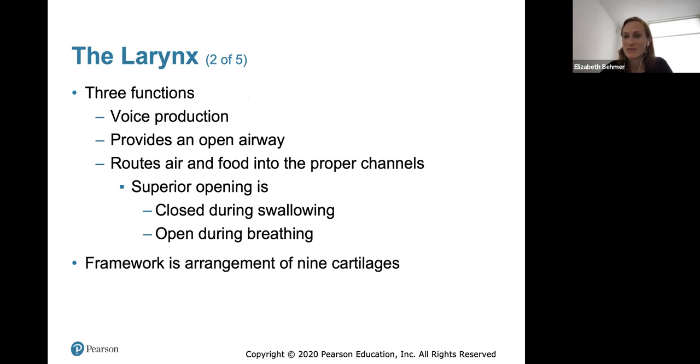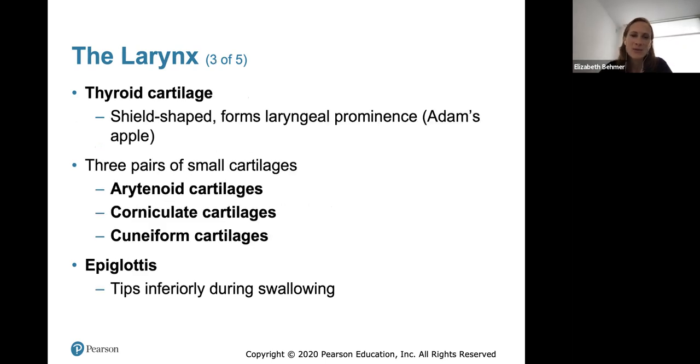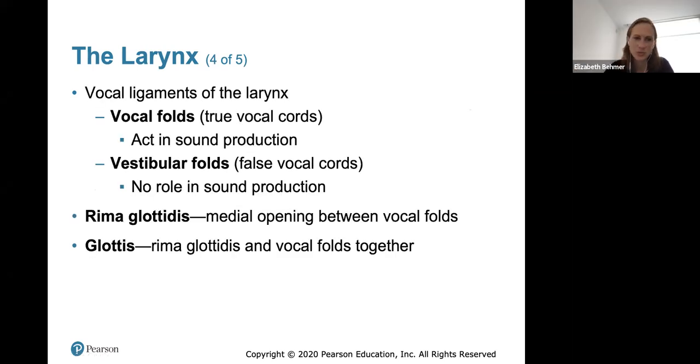And it's made up of 9 cartilages. The thyroid cartilage forms the laryngeal prominence, or the Adam's apple. That's more prominent in men because during puberty, testosterone makes their Adam's apple or thyroid cartilage stick out more. And there are other 3 pairs of cartilages, and the epiglottis tips inferiorly during swallowing.